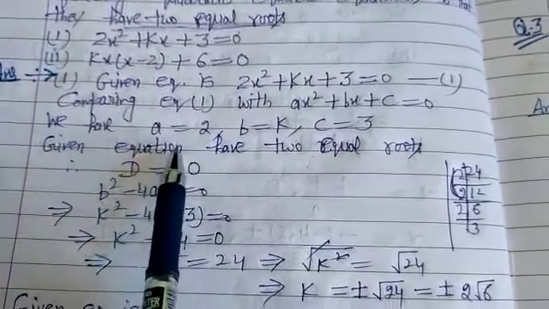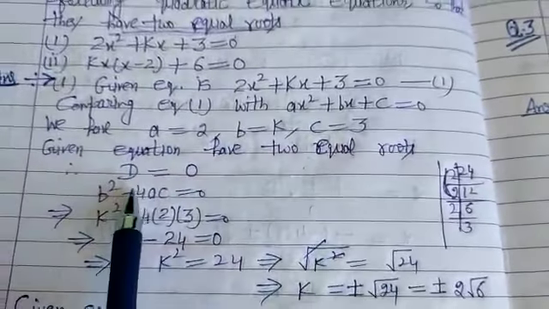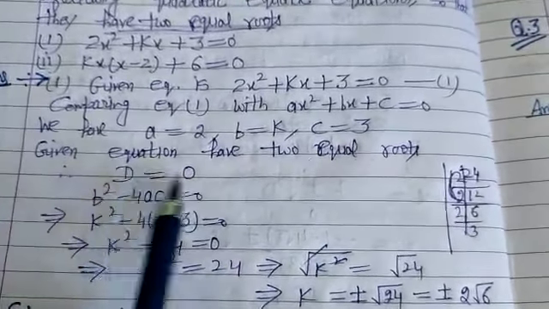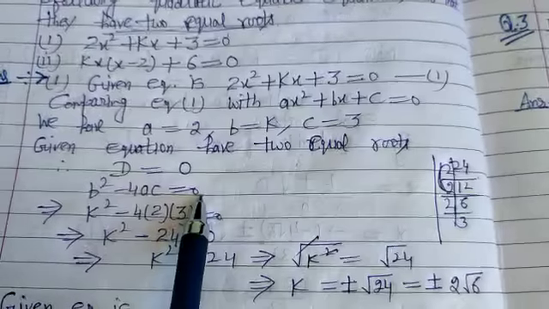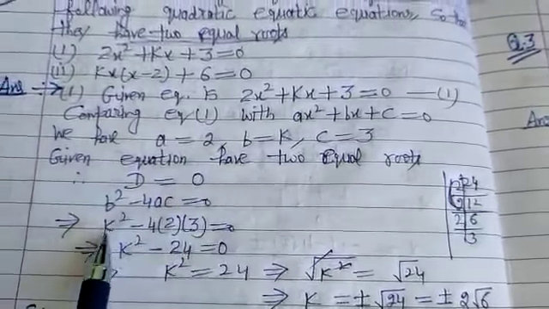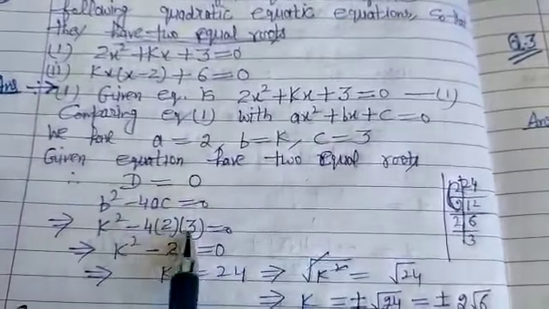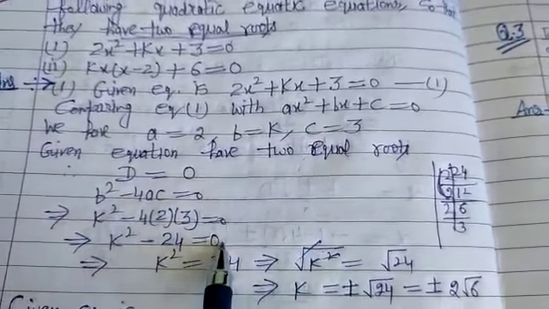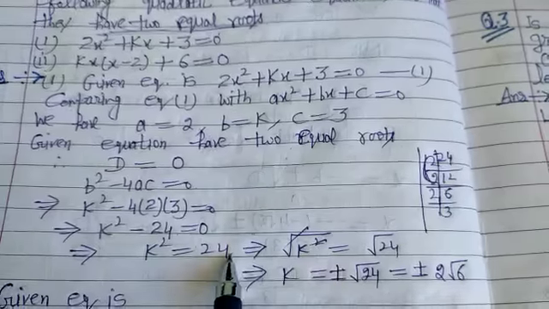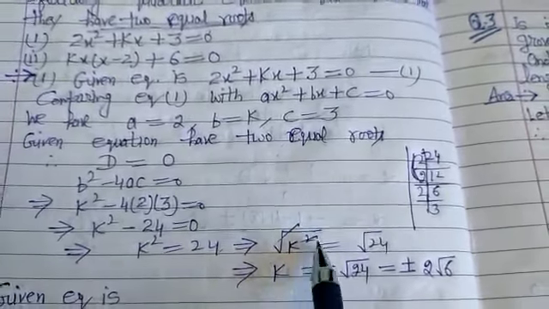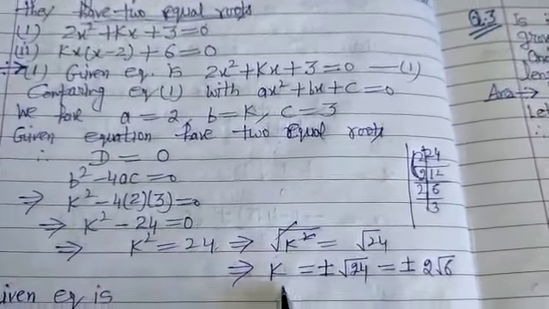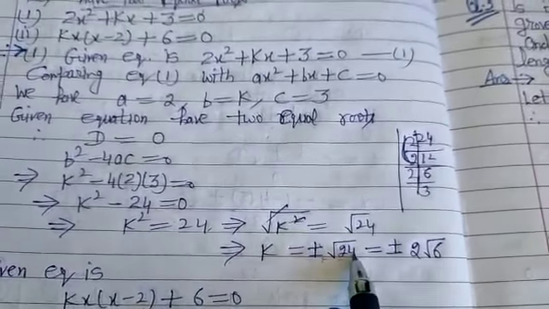So I'm writing here: given equation has two equal roots. Therefore D, the discriminant, is equal to 0. So b square minus 4ac is equal to 0. Now substitute the values: k square minus 4 into a is 2, c is 3. So it becomes k square minus 24 is equal to 0. K square is equal to 24. Now I'm taking square root on both sides. So this square and square root will cancel. K is equal to plus minus square root of 24.